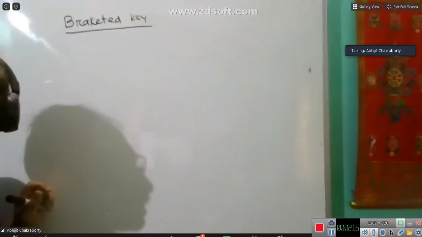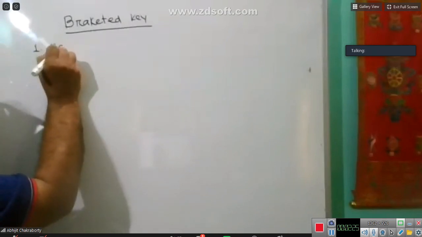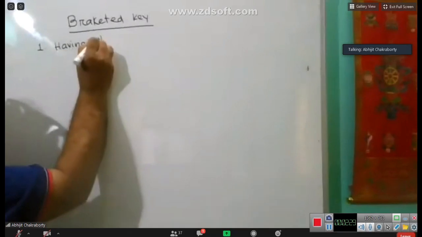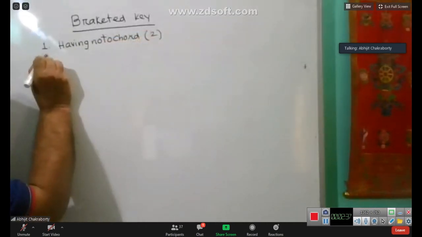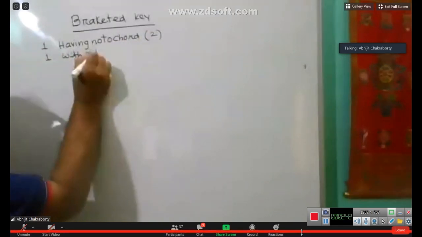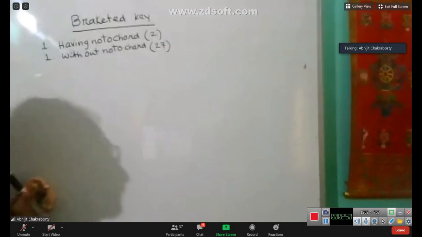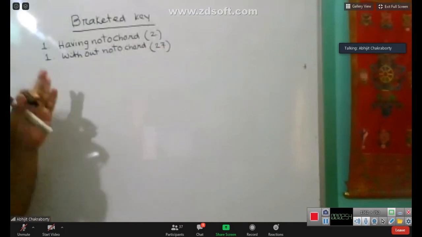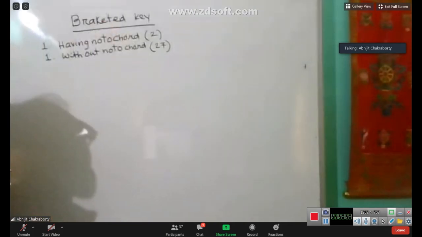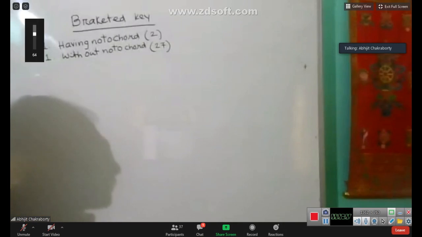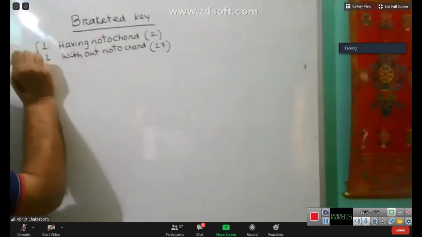So you see how the couplets are arranged. First one, having notochord. After this, there is a number within bracket, 2. Similar one, without notochord, and in bracket it is written 27. These numbers are fictitious. You do not need to remember these numbers, but you have to understand that keys are helping in identification. You see, having notochord and without notochord are two alternate statements, two contrasting statements. And these two contrasting statements are called a couplet.